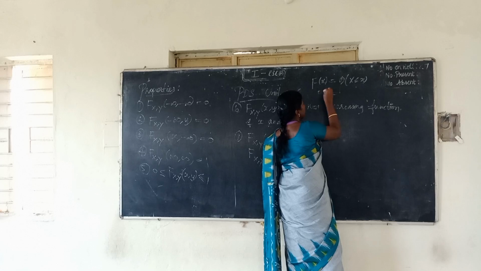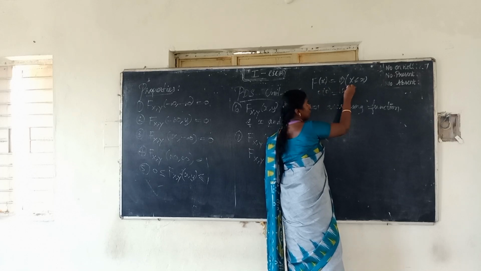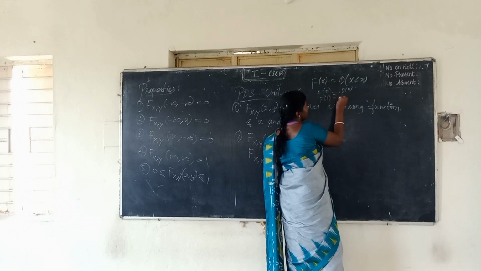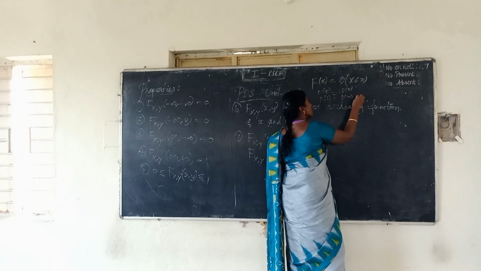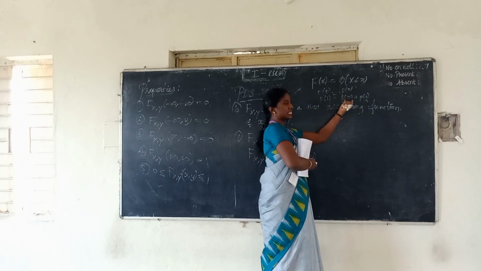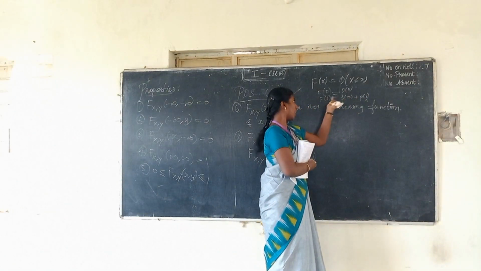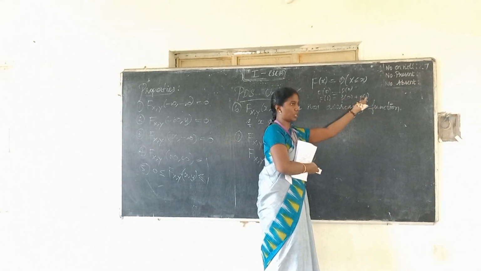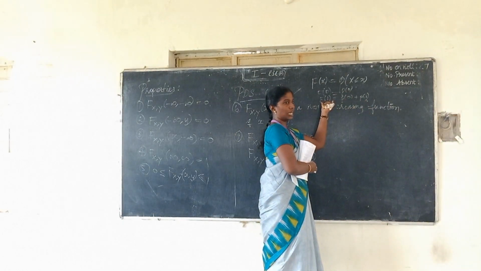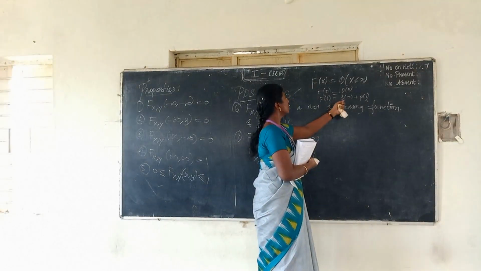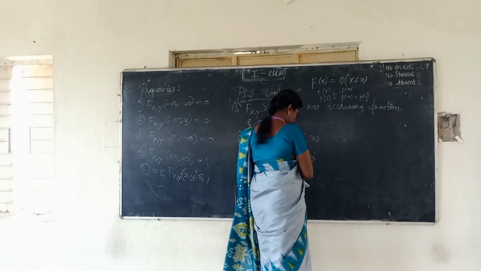For example, F(0) is only P(0). F(1) is P(0) plus P(1), which means we are summing the probability up to that value. We are summing the probability up to that value, which means cumulative, like your CGPA. Okay, cumulative. So we are summing the probability.